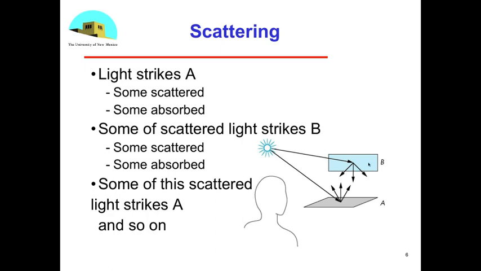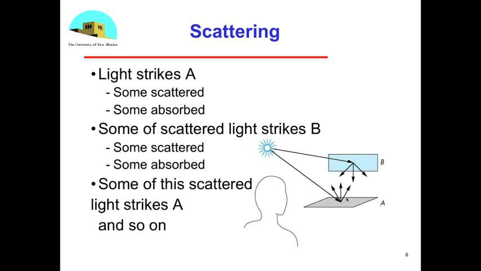Well, from B's point of view, light that comes from this light source and light that comes from A are just incoming light. They may have different frequencies and strike B at different angles, but from B's point of view, it's just light coming in, and therefore this scattered light from A should also be partially absorbed in our model, and some of it will be reflected back to A. Likewise, light from B will hit A, and be scattered, and some of that will come back and hit B again. So it's this recursive process that goes on.